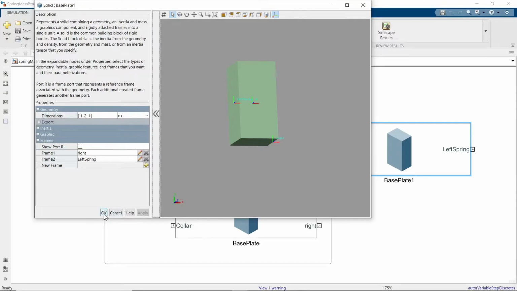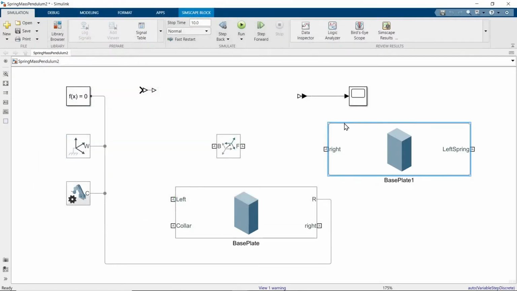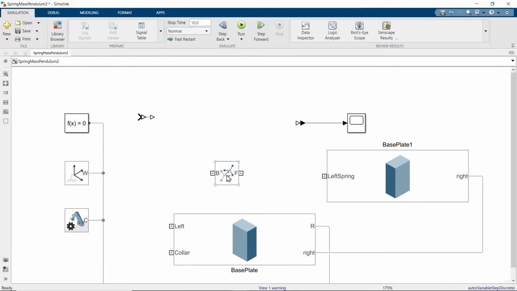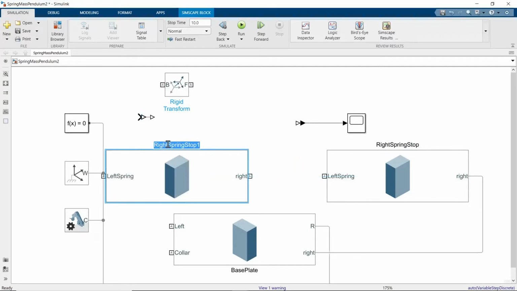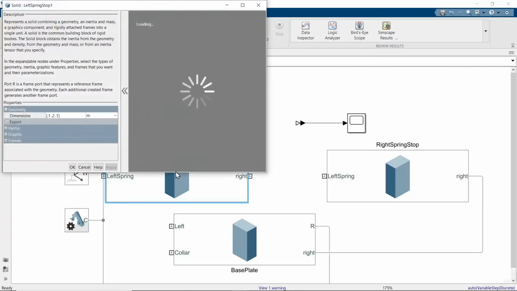And now let's connect this one. Okay, this one we can rotate it just so we can imagine it. Control R will rotate. And now we connect these two together. Okay, now we need the same thing. Let's call this the right spring stop. Okay, now here, let's call this left spring stop. And we'll have to change these a little bit.